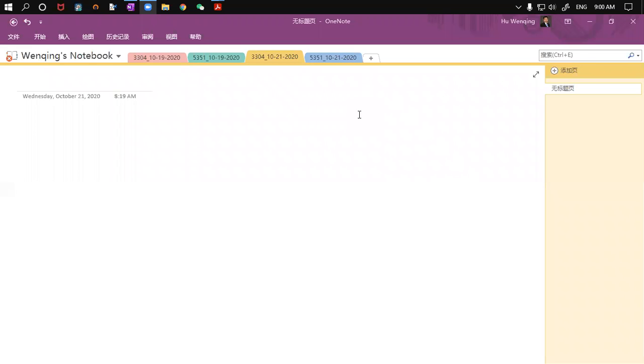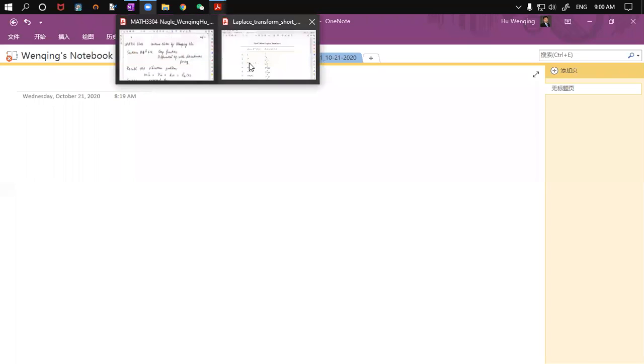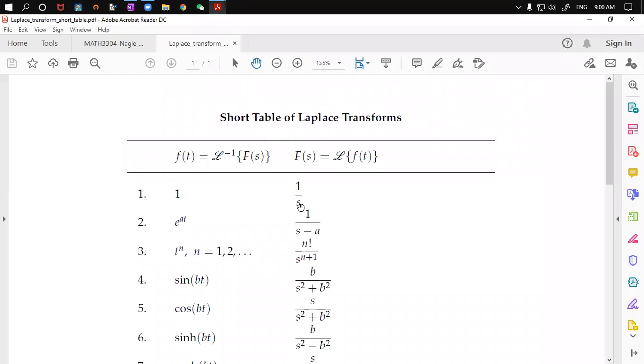Okay, so let's start today's lecture. Now, in the previous lecture, we have been talking about the Laplace transforms, and how Laplace transforms and the inverse Laplace transforms can be used to solve differential equations.